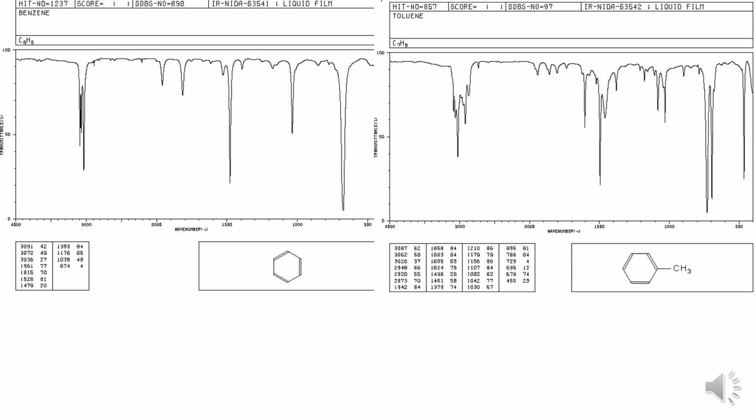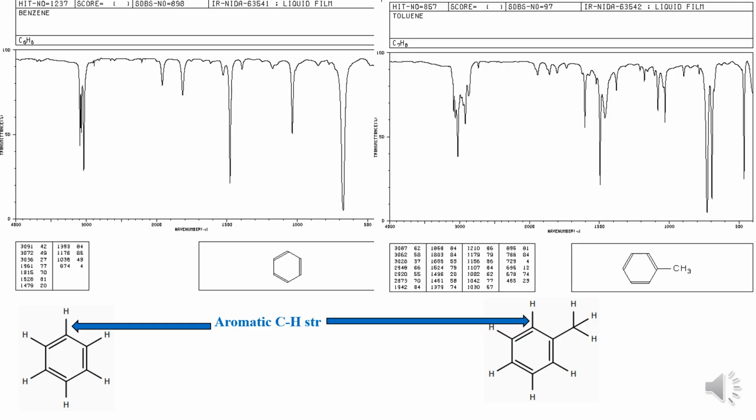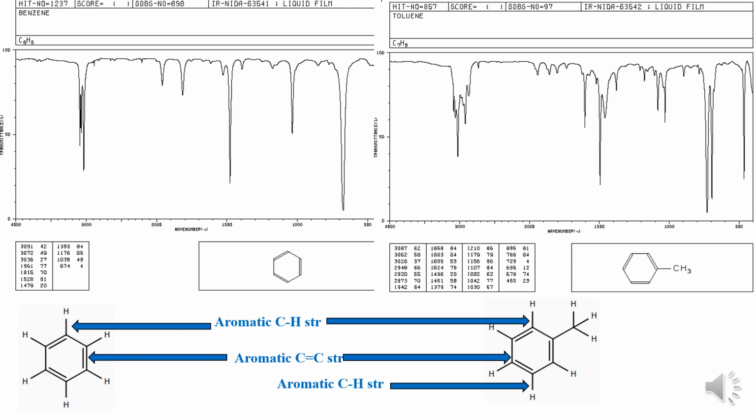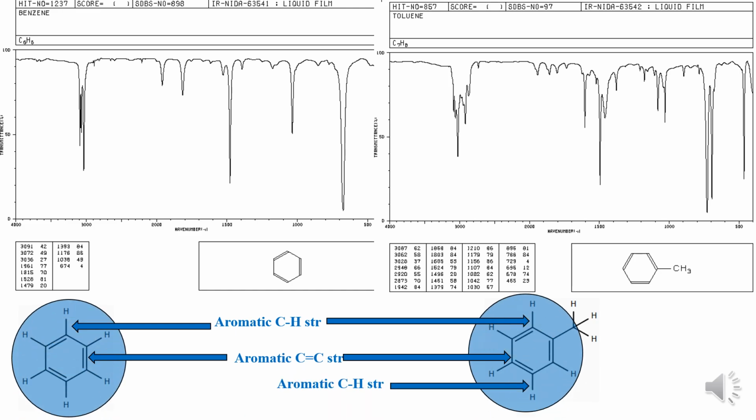Now here's the IR spectra of benzene, and here's the IR spectra of toluene, it's also called methyl benzene. Let's examine the structure of these two compounds. The similarity between these two structures is the presence of a benzene ring, and hence you will come across aromatic CH bonds and aromatic carbon-carbon double bonds in both the structures.